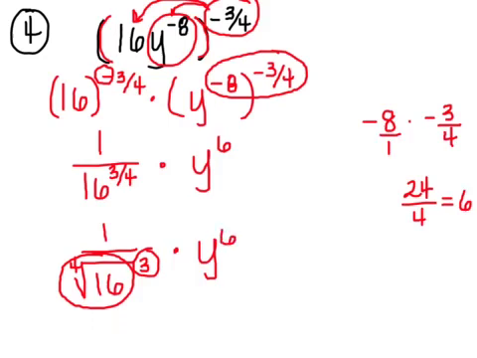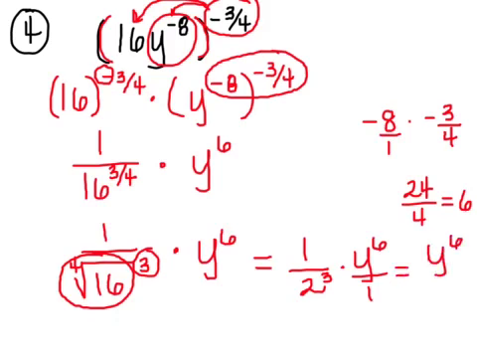And let's go ahead and put y to the 6th. So the final step will be 1 over the 4th root of 16 is 2, and then we're going to raise it to the 3rd power. We'll still multiply it by y to the 6th, which we could put on top and call that y to the 6th over 2 to the 3rd, which is 8, times 1 is just 8. And that's the simplified answer.